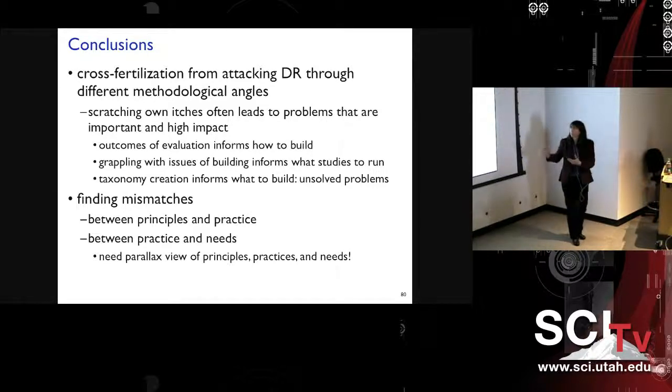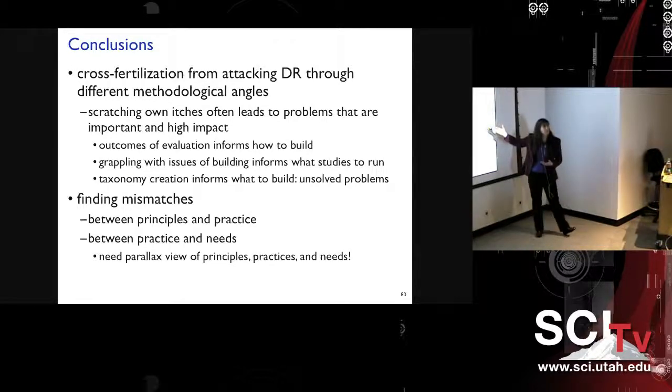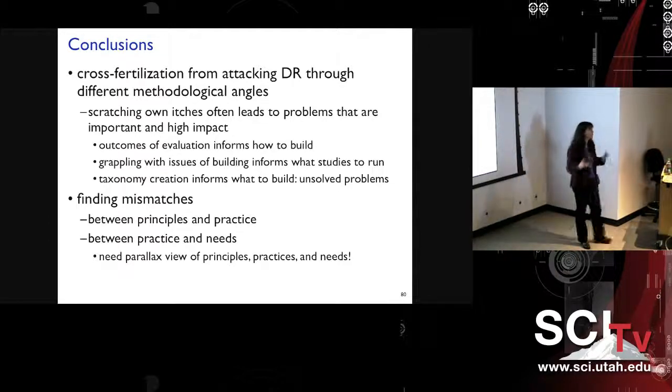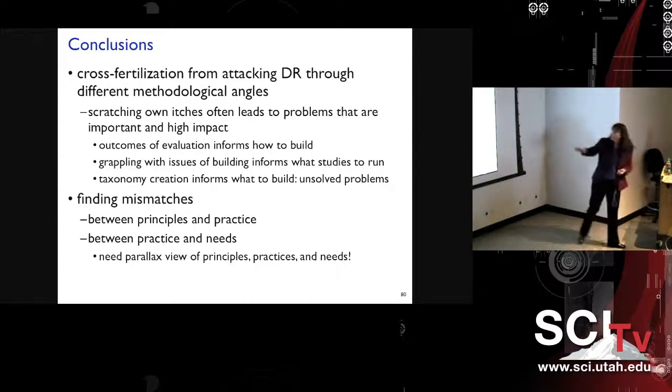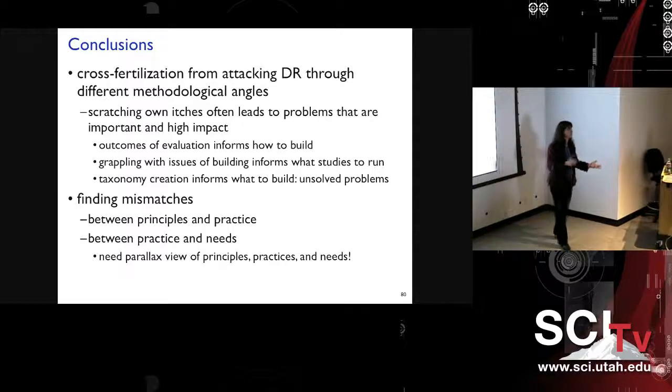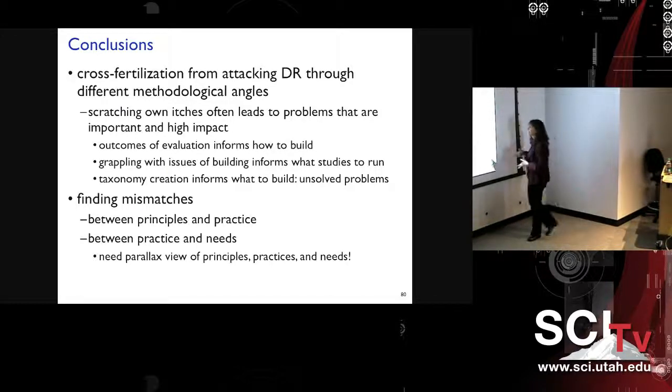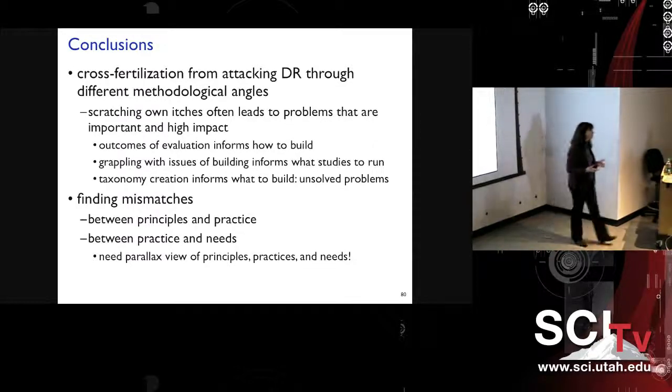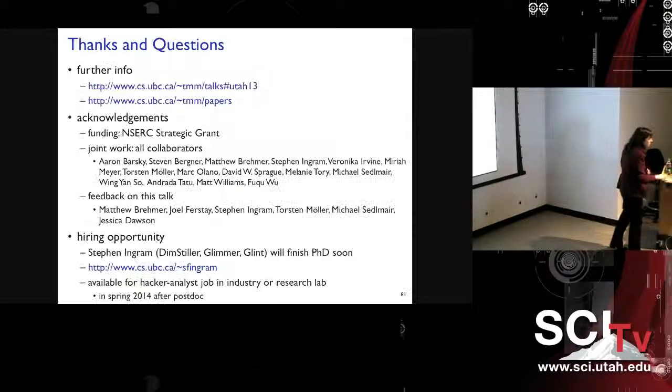And I think the taxonomies are very abstract, but I find that systematically they help me decide what to do next in terms of major open problems. So I feel like often your goal is to find these mismatches, which is where you could do better. Is there a mismatch between the principle and the practice, or between the practice and the needs of the users? And the way to find these is to truly have this parallax view of all three: principles, practices, user needs.